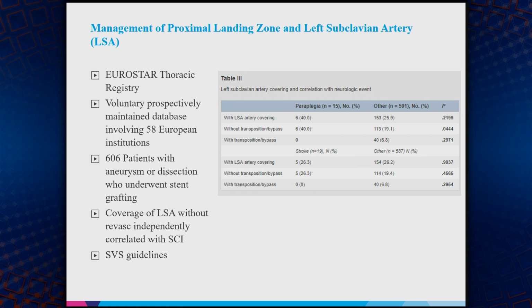And they also noted that there was a higher risk of spinal cord ischemia in patients that had their left subclavian covered without revascularization. They had about an 8% spinal cord ischemia rate in those patients, and none of the patients that had it revascularized actually had spinal cord ischemia. Based on this registry data, the SVS basically recommended that the patients all undergo revascularization if it's an elective case.